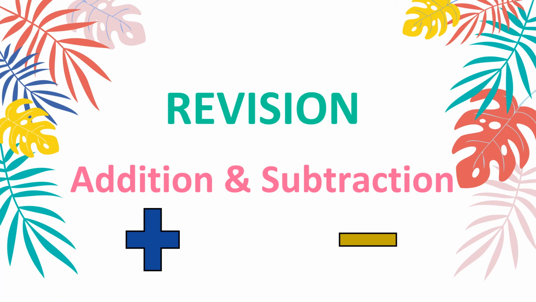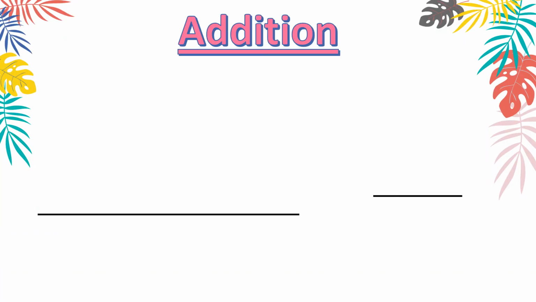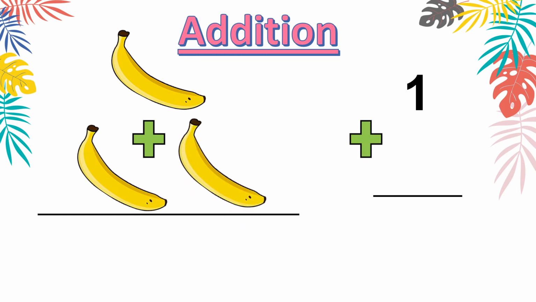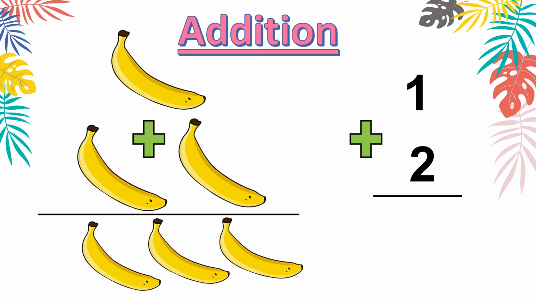Now it's time to make a revision about addition and subtraction. Let's start with addition. If I have here one banana plus, it's a sign of addition, 1, 2. So 1 plus 2 bananas. Let's count. 1, 2, 3. So we have here 3 bananas.